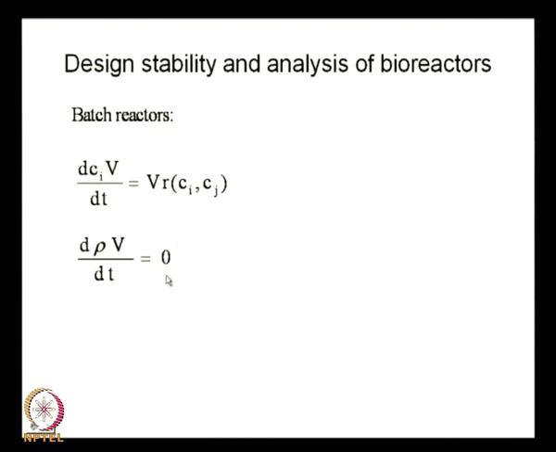So, this is the balance for the particular component Ci, and this is the total volume balance, rho being the density. For a constant volume constant density system, this whole term would be 0 and you can take V out of the system. Okay. So, this is for liquid reactions or constant volume constant density systems. So, you can take it out of the differential and you can write dC/dt equals R of C, right.